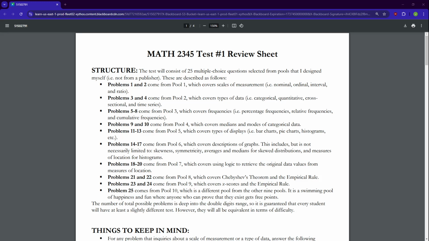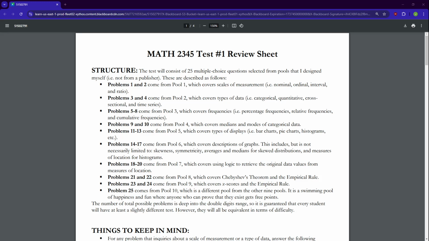Additionally, you might have a skew distribution, and it might ask you to identify the relationship between the average and the median. And a similar idea holds with the histograms as well.